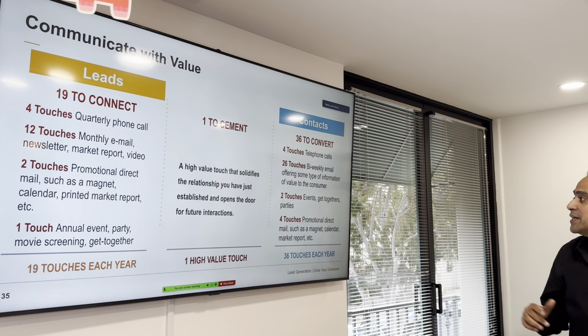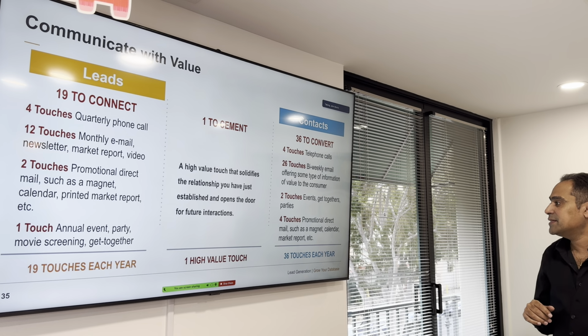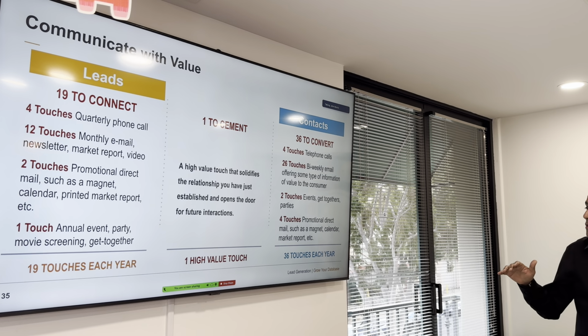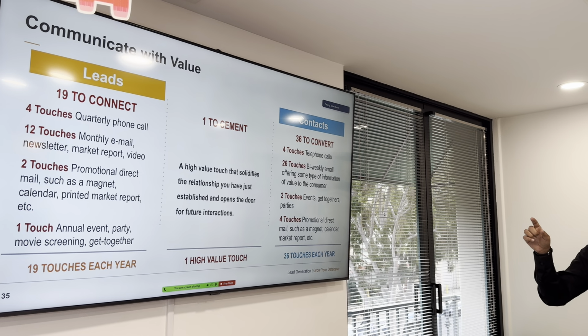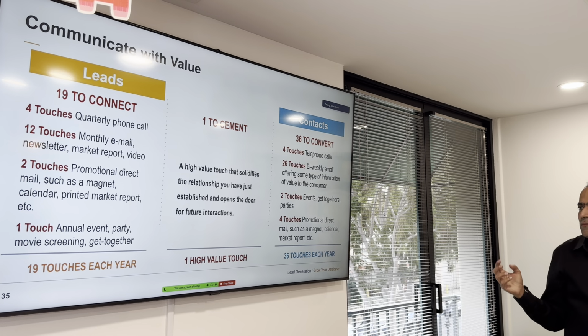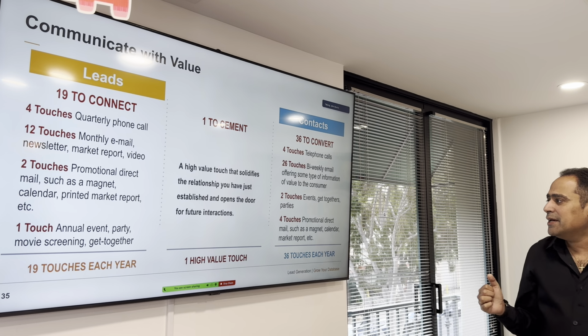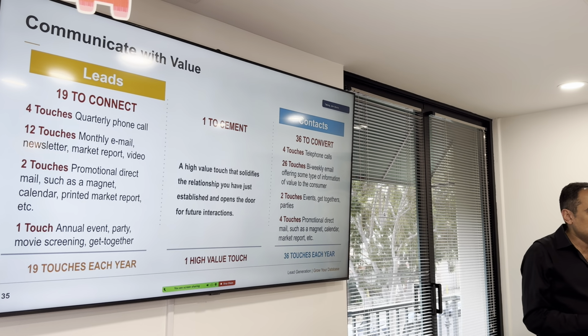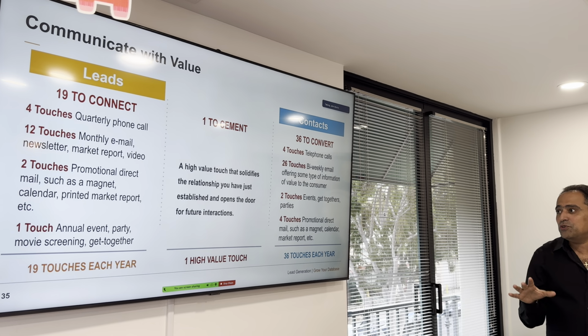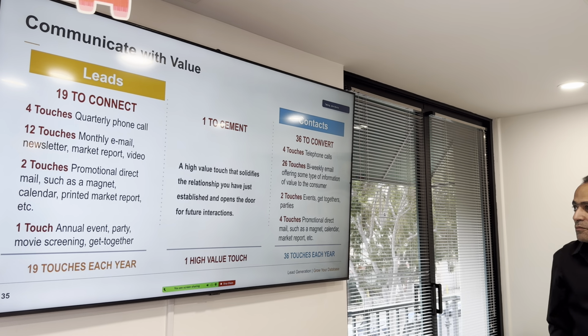2 touches: events, get-togethers, parties. And then 4 touches: promotional direct mail, such as a magnet, calendar, or market report. These are the 36 touches every year you need to do for contacts. And we notice here it takes about 19 touches a year for leads and 36 touches a year for contacts. That's the estimate for this conversion to happen. It does take time. Sometimes you're going to get quicker results, but you've got to be patient. You can't quit early. You've got to be patient, especially if you're new to the business. Okay? Sometimes I'm not getting results. It's not working for me.